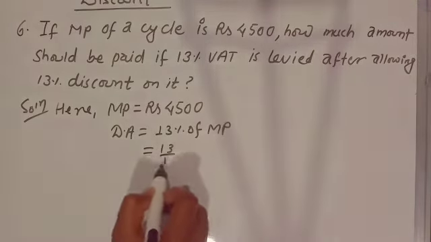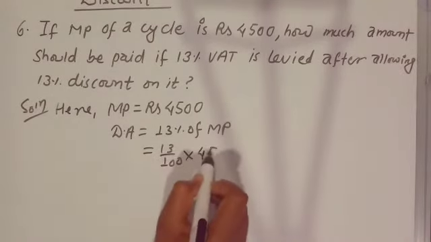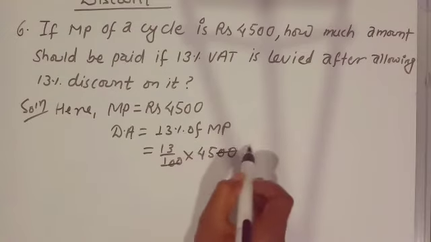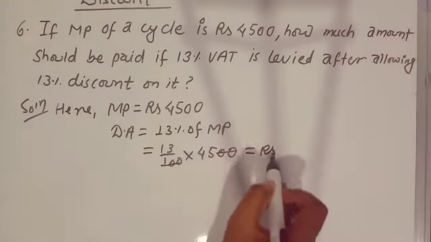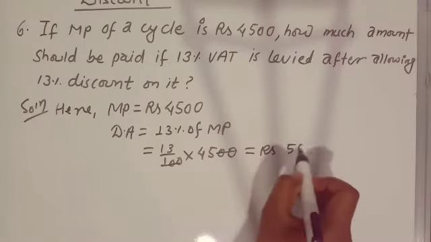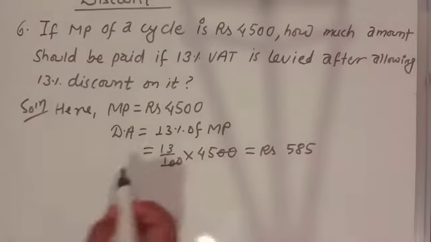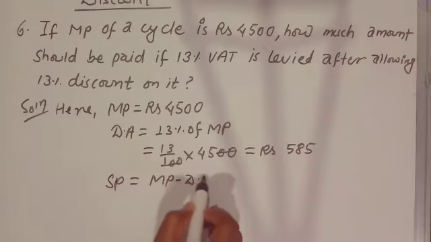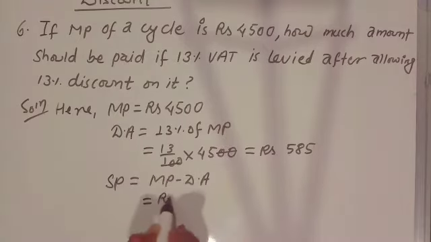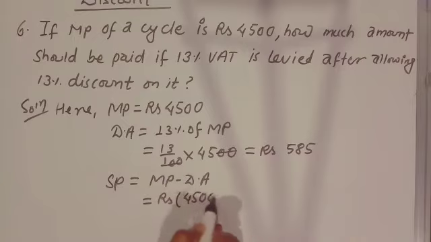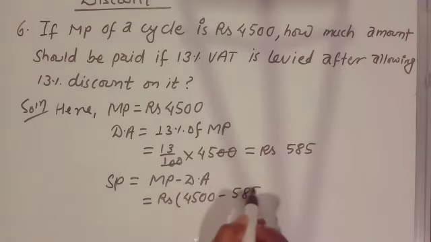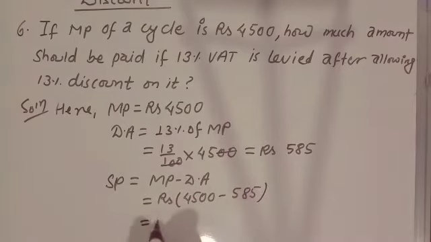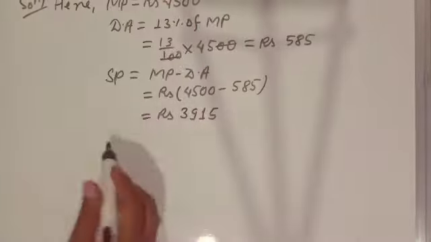That means 13 upon 100 times 4500, cancel out. 13 times 45 is Rs 585. Then find the price after discount, SP equals MP minus discount amount, which is 4500 minus 585. This equals Rs 3915. Then VAT percent is given. Now find the VAT amount.